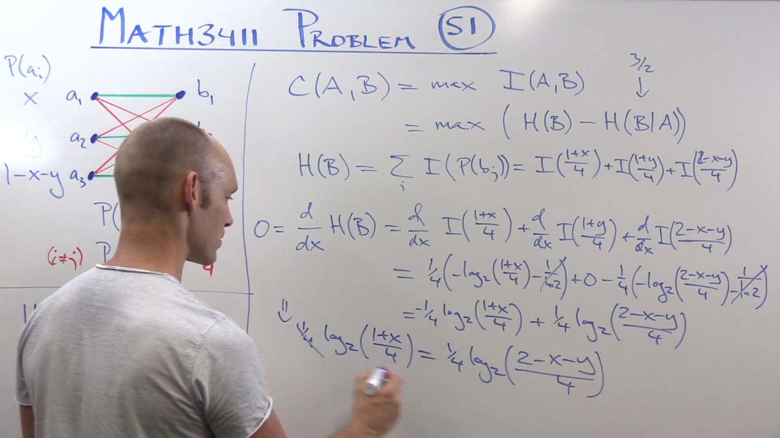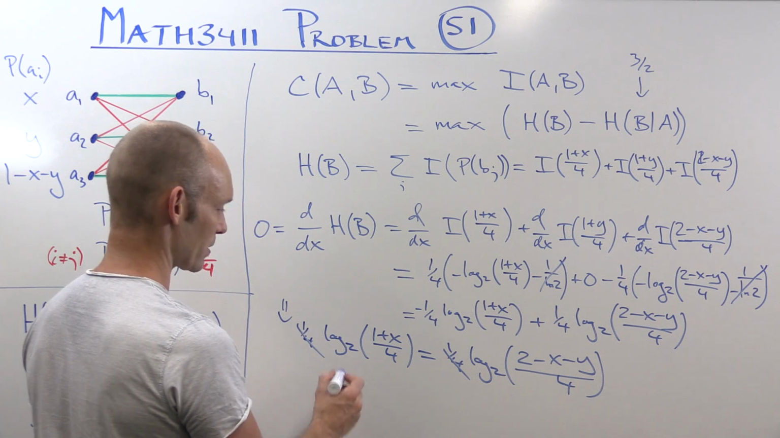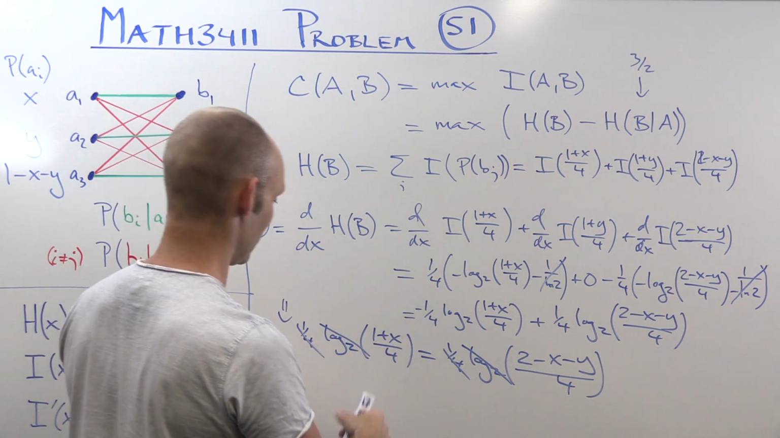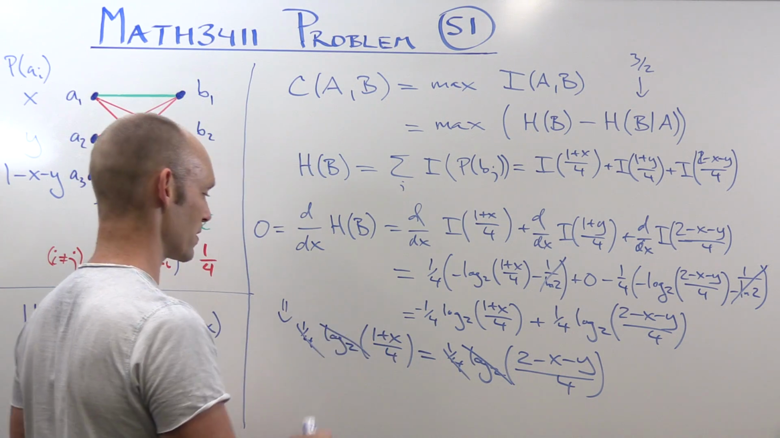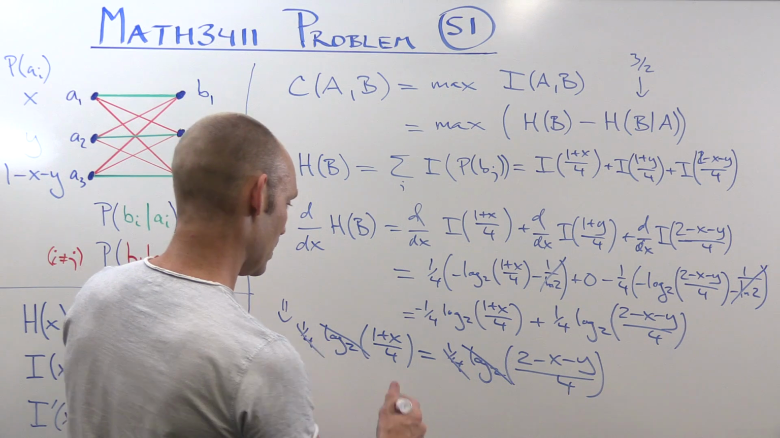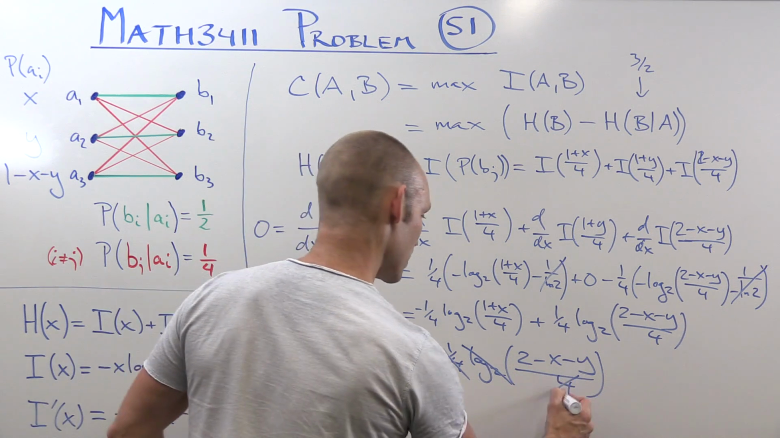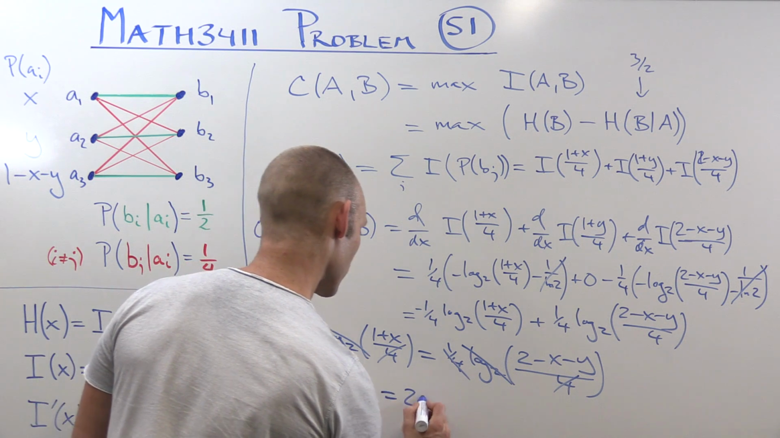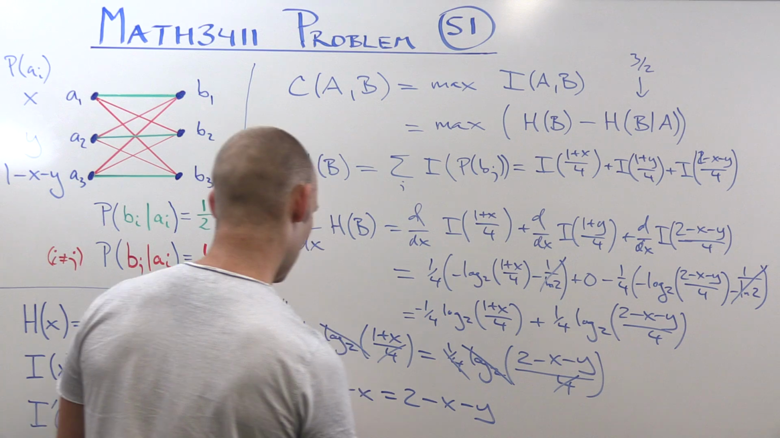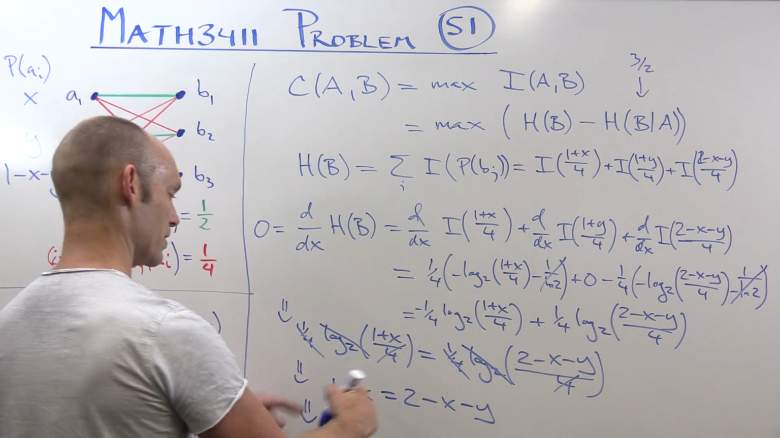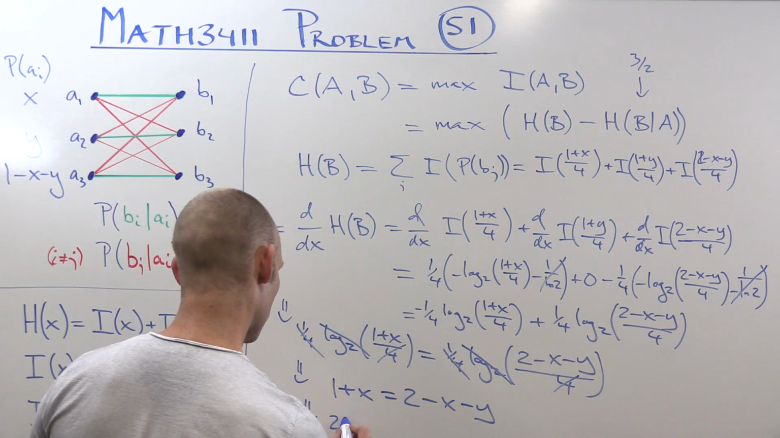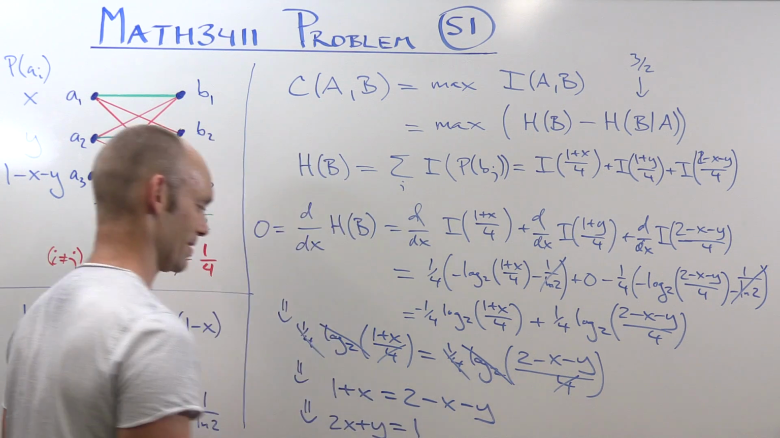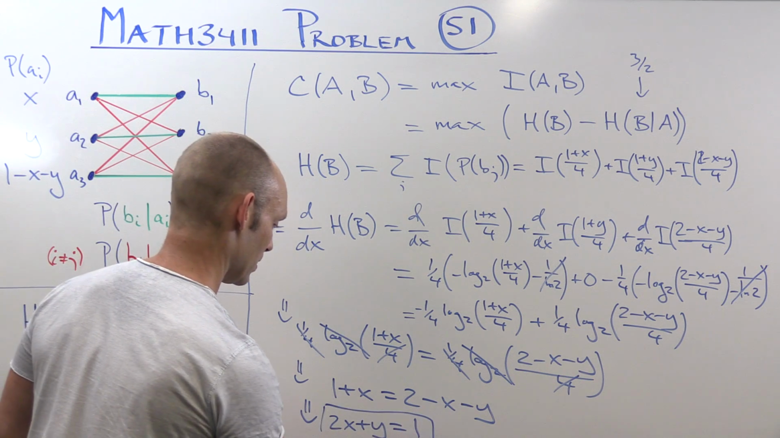And you can see we can cancel the quarters, we can cancel the logarithm, so to speak, by letting this be the exponent of 2. And then we cancel the 4's here, and we're left with 1 plus x is equal to 2 minus x minus y. And finally, if we collect the x and y terms, we have 2x plus y is equal to 2 minus 1, which is 1.